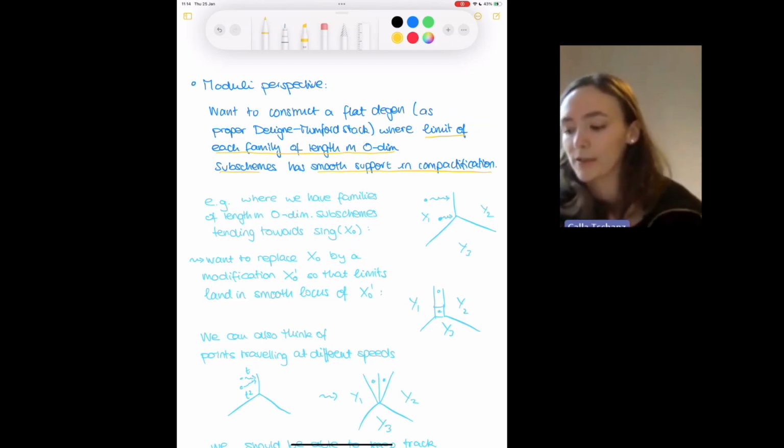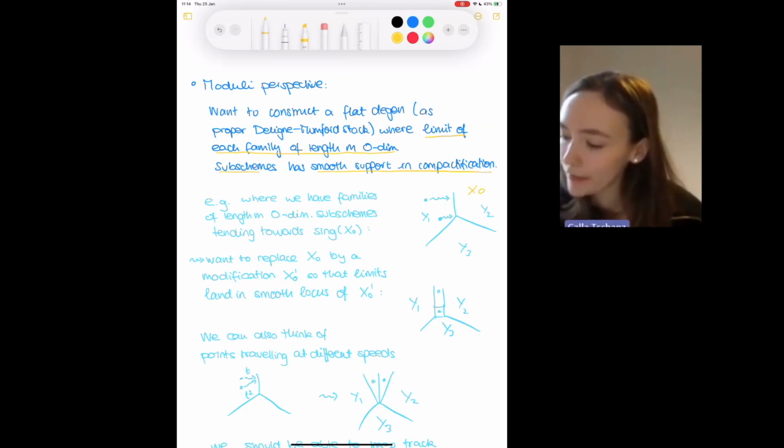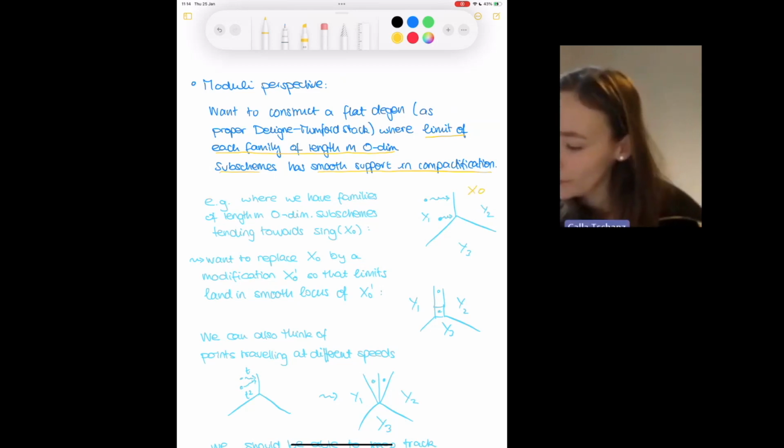Precisely, what that means is we have these families of length m zero-dimensional subschemes. As t tends towards 0, they tend towards this special fiber, and you can have these points, like I've drawn here in this picture, tending towards this singular locus. This here is the singular locus of X0.